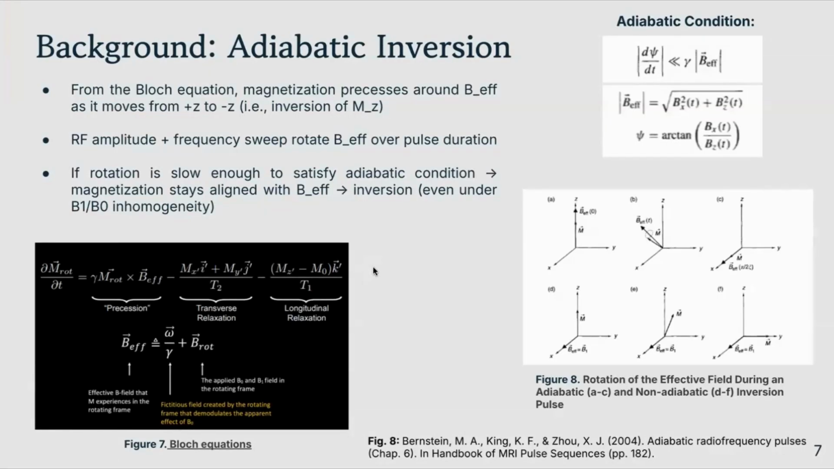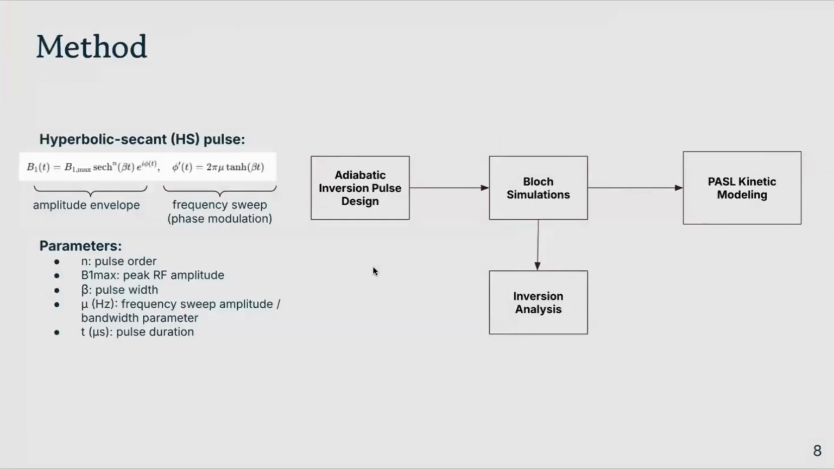For our method, our simulation method follows this block diagram. So we implement the adiabatic inversion pulse as a hyperbolic secant with the following equations to represent the amplitude envelope and frequency sweep on the left. In our experiments, we vary the following pulse design parameters. So pulse order, maximum B1 amplitude, pulse width, and frequency sweep amplitude, as well as pulse duration. And then we implement the Bloch simulations and provide analysis on how the design parameters impact inversion, as well as generating a PASL kinetic model.